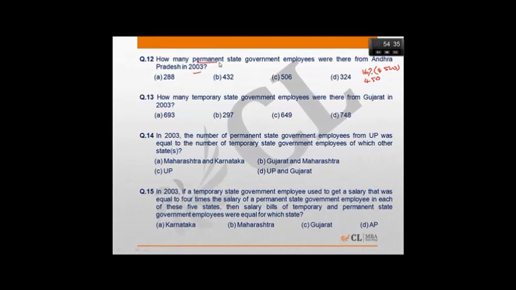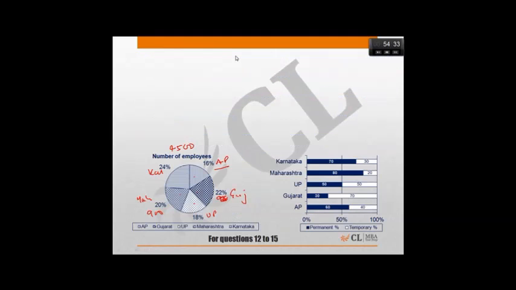Oh, sorry, permanent state government employees. So not 16%, I got it wrong. From Andhra Pradesh, permanent is 60%. So it has to be 60% of Andhra Pradesh, which is 16% of 4,500. So 60% of 16% is 9.6% of 4,500.